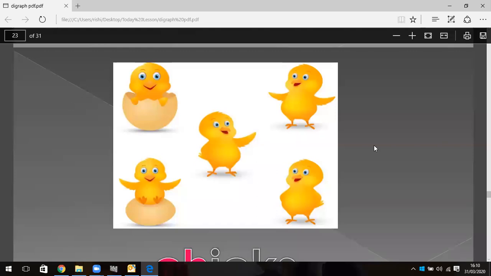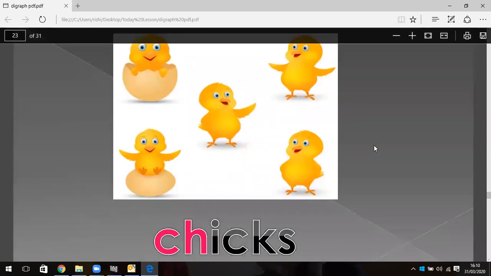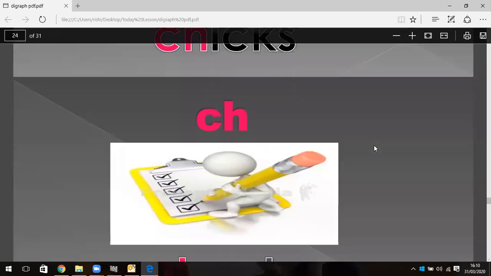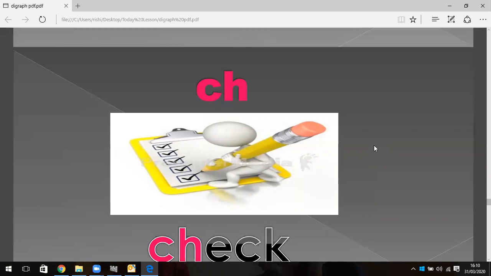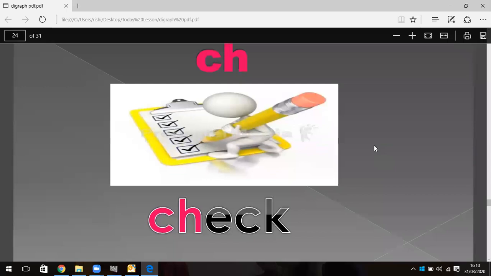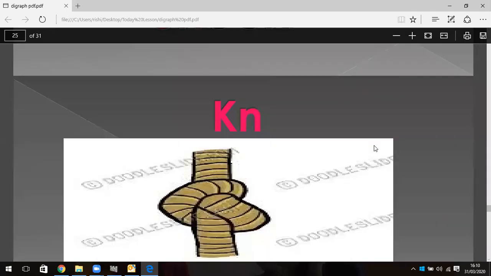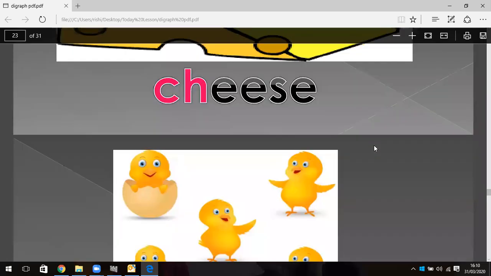He also has some pets at home. Very small yellow chicks. Chicks. And once he used to finish his work from the office, he used to check all the details and all the tasks of the day he has taken. Check. Now, KG, I want everyone to unmute yourself to repeat the words with me.